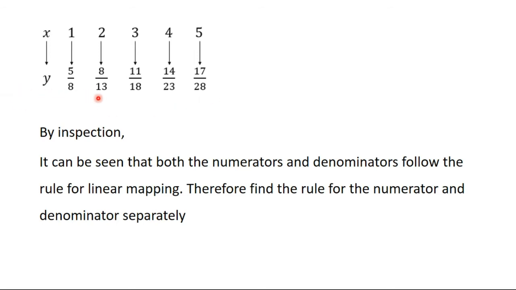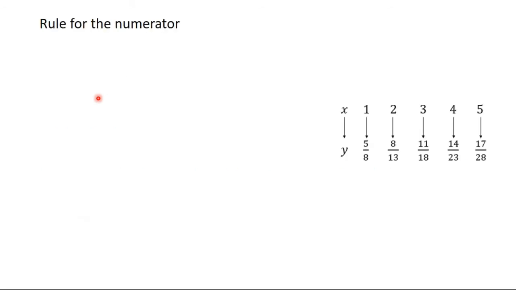So if this happens, what you have to do is find the rule for the numerator separately and find the rule for the denominator separately. How is this done? Let's see. Rule for the numerator. Because we are finding the rule for the numerator, we are going to assume that the denominators don't exist. So the denominator is taken off. Remember, the denominator used to be there. But because we are finding for the numerator, we are assuming that the denominator doesn't exist.